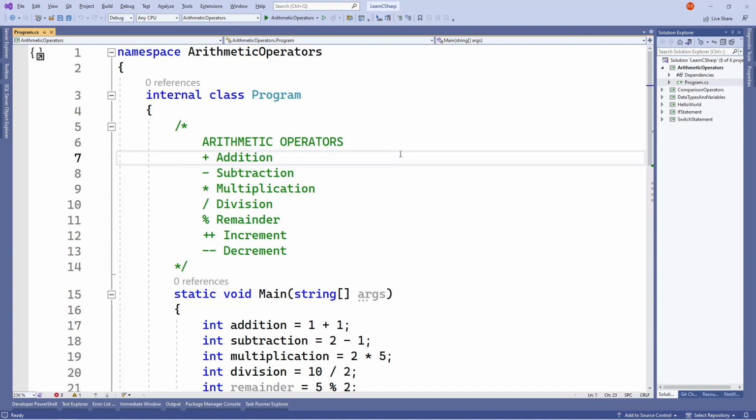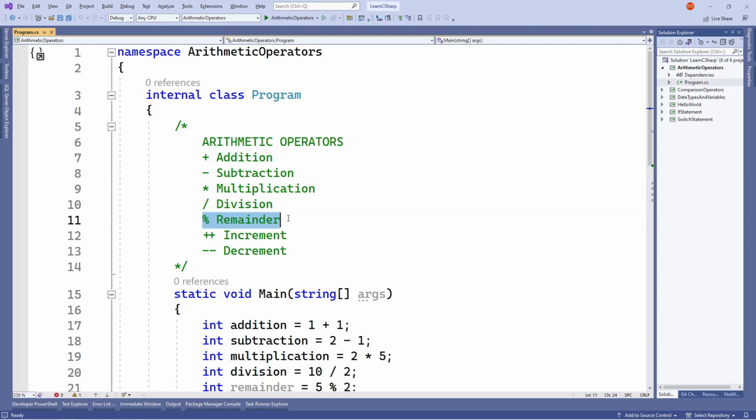Okay, so C# provides several arithmetic operators. So we have addition, which is for adding numbers, subtraction for subtracting numbers, multiplication for multiplying numbers, division for dividing numbers. If you notice, the symbol would be this one. So it's a slash. And then for the multiplication, the character would be star or asterisk. Okay? So let's move on.